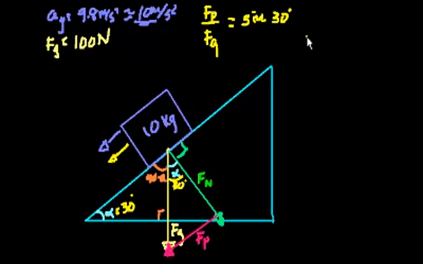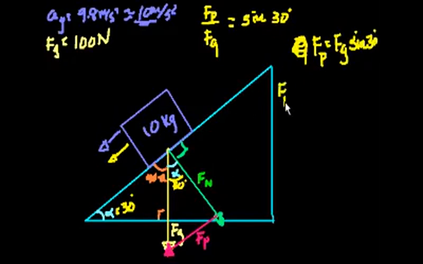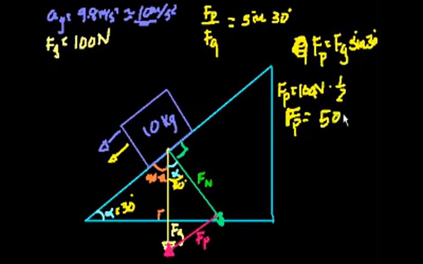Or we could solve for the force parallel. I don't know if P is a good letter to use, because you could also confuse it with perpendicular, but let's say it's P for parallel. So the force parallel is equal to the force of gravity times the sine of 30 degrees. What's the force of gravity? We already figured it out. It's 100 newtons. That's essentially just the weight of the block. And what's the sine of 30 degrees? We've done that enough times, so that's times 1/2. So the force parallel is equal to 100 newtons times 1/2, which is 50 newtons.